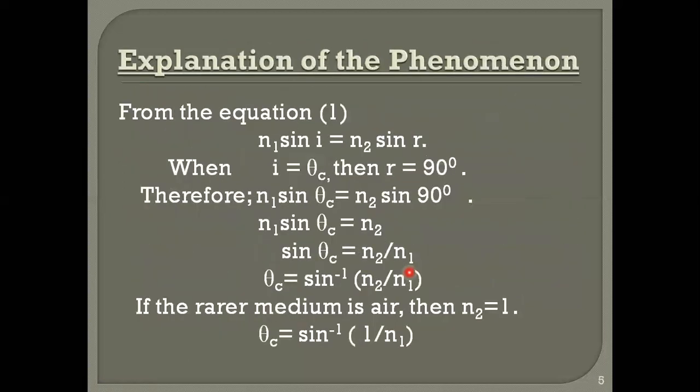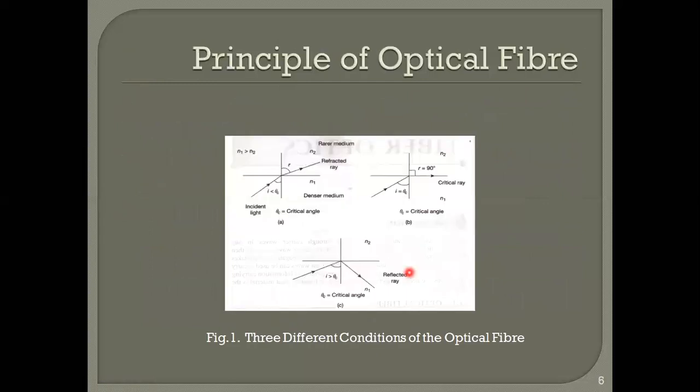Let us see in the form of a diagram how it happens. There are three conditions. We are talking about two mediums: a denser medium and a rarer medium. For the denser medium, let us take the refractive index as N1, and for the rarer medium, the refractive index is N2. Now we are incidenting the light from the denser medium. Light travels from denser medium to rarer medium, and the angle of incidence should be greater than the critical angle.